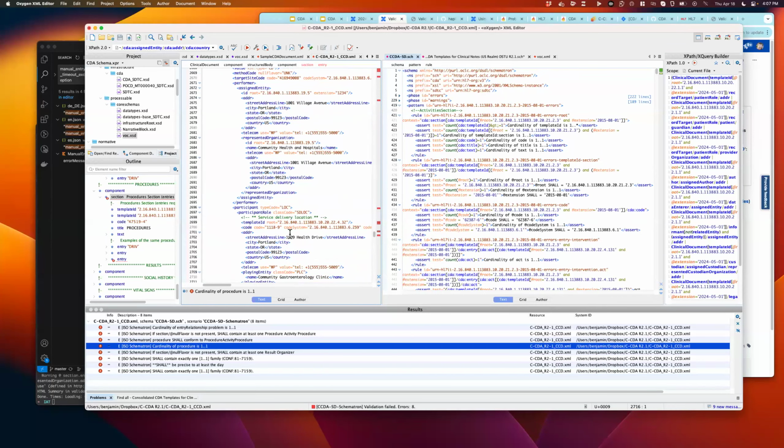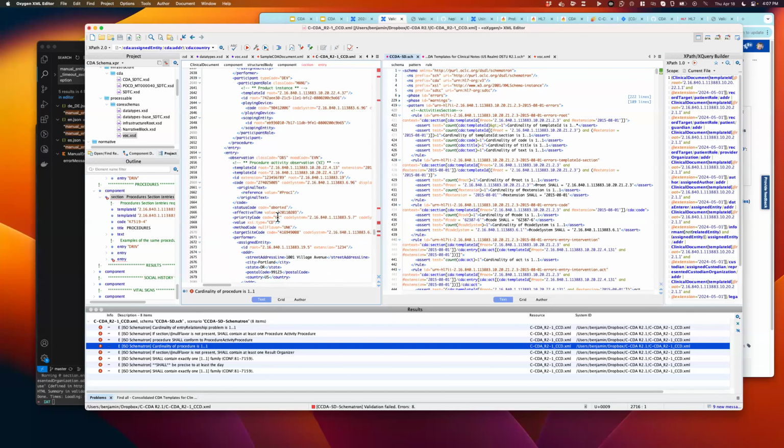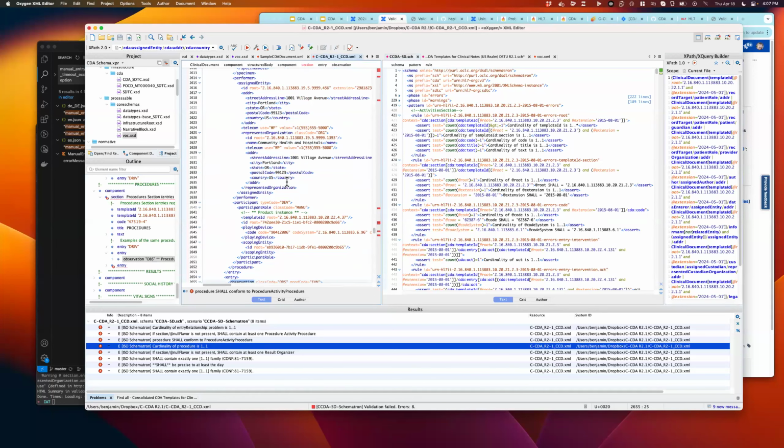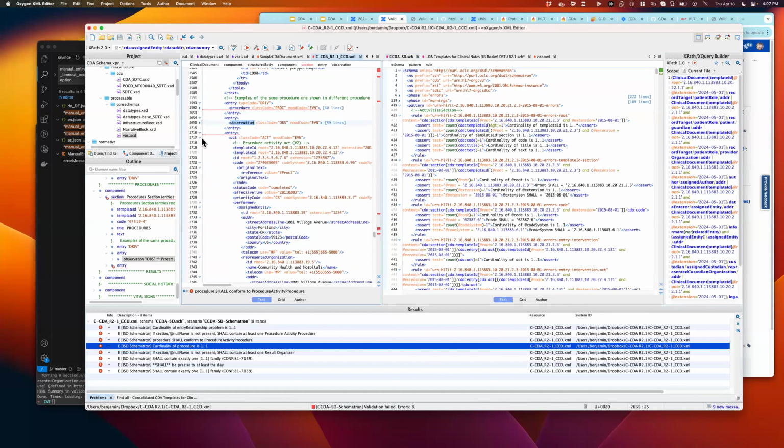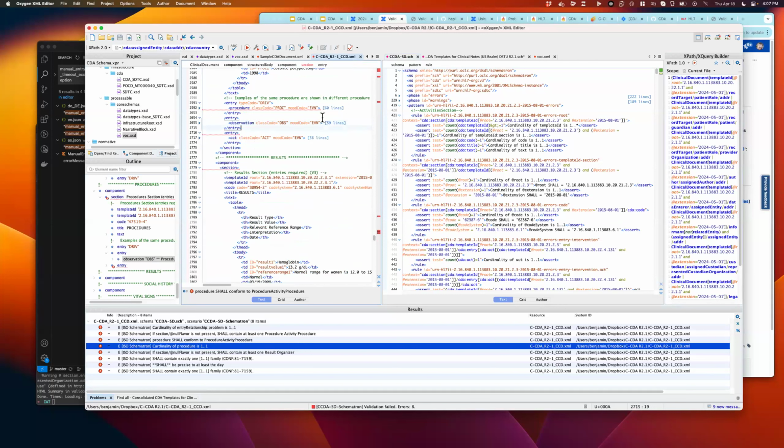Actually, that might be something I have to look into. Oh, actually, yeah, procedure activity. There is no procedure activity observation anymore. So yeah, this is an old version of the C-CDA, so these should not exist. The only thing you can have in here is procedures.